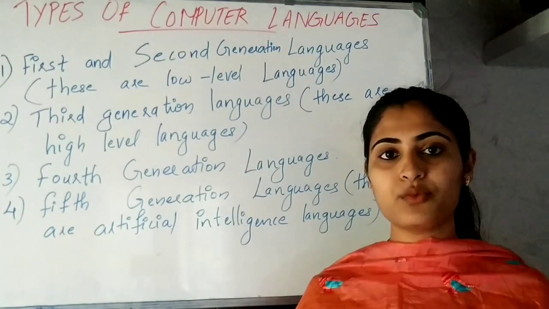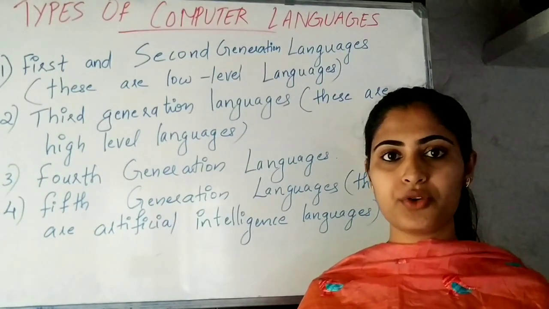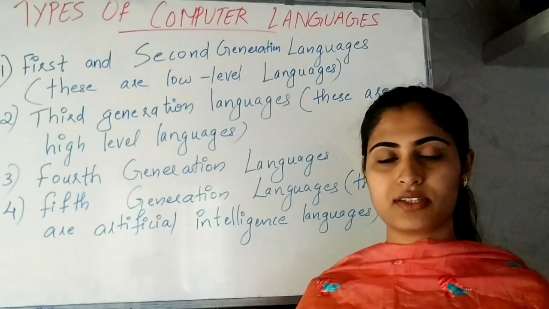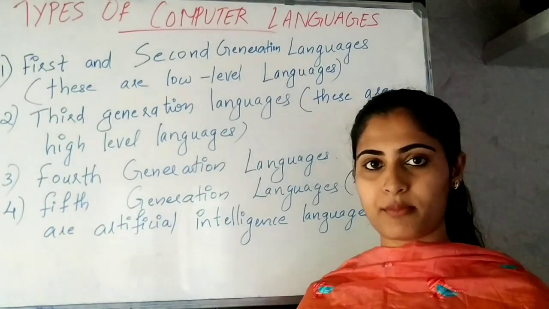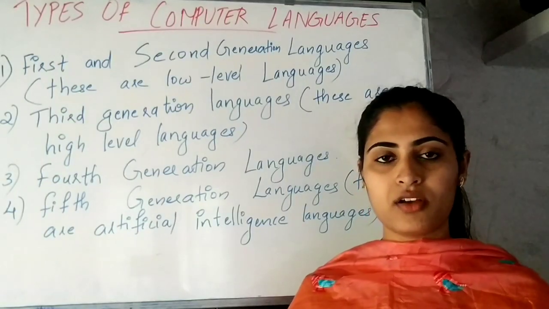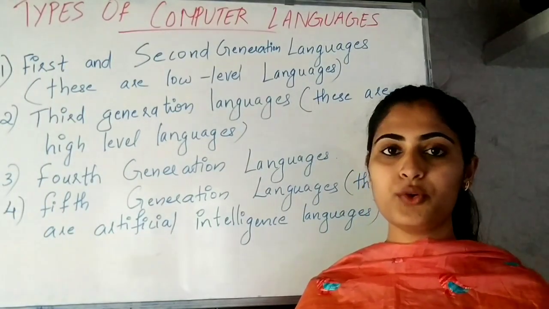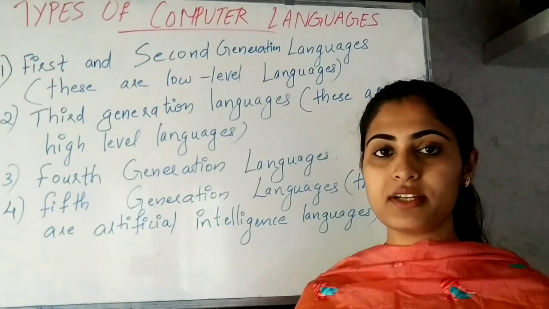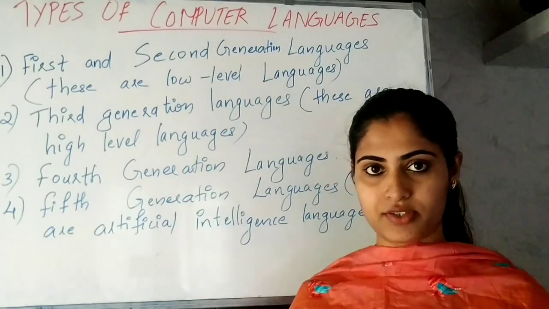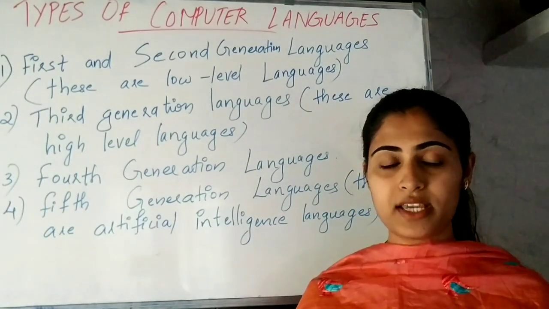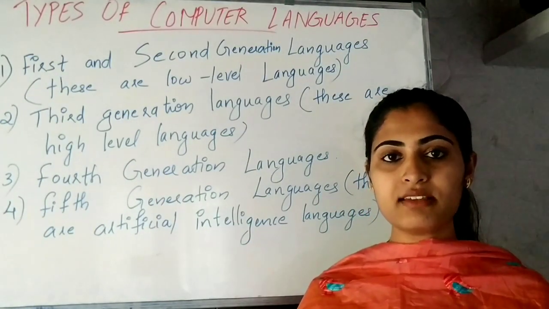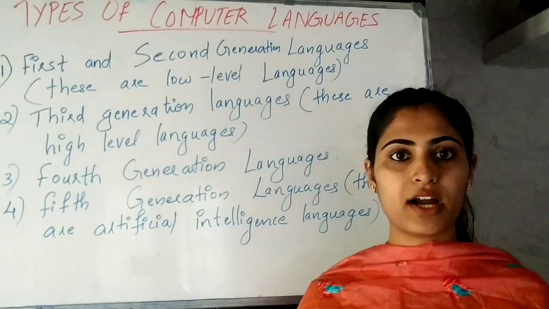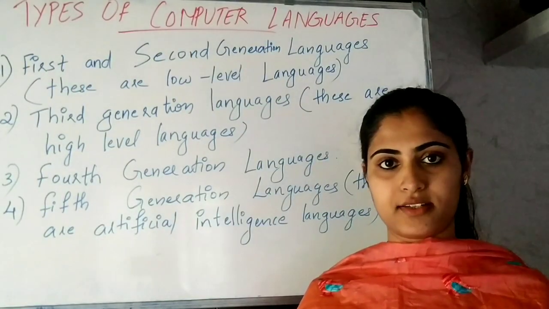For communicating with each other, we humans use different types of languages, like English, Spanish, Sanskrit, Tamil. These are some of the languages that we humans use for communicating with each other. But computer doesn't understand any of these languages. So for communicating with computer, there are some languages, and these languages are divided into 4 categories.